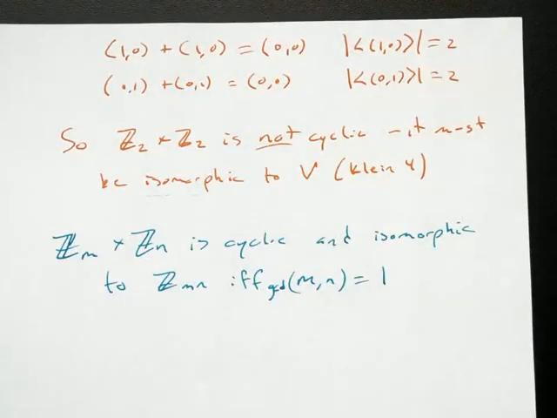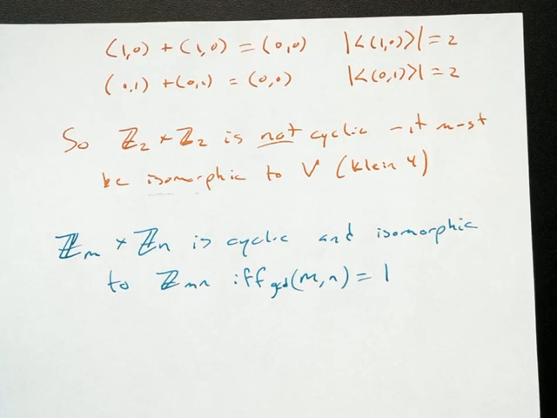Zm cross Zn, Zm times Zn, the direct product, is cyclic and isomorphic to Zmn if and only if those are relatively prime. By the way, this extends to more than 2. That is a cyclic group, a cyclic group of order 30.